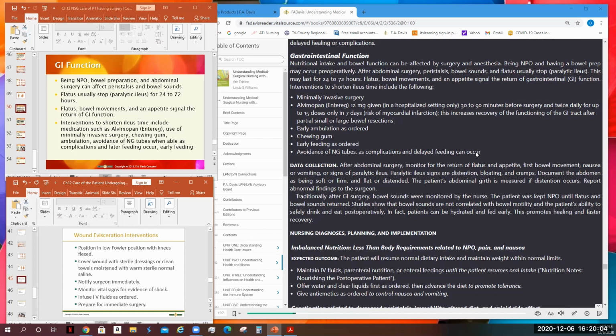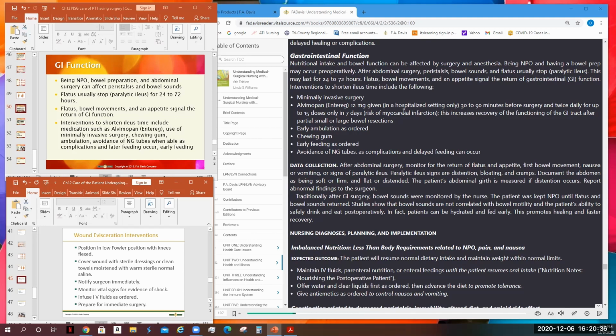Interventions to shorten ileus time include the following: minimally invasive surgery, alvimopan or Entereg, 12 milligrams given in a hospitalized setting only 30 to 90 minutes before surgery and twice daily for up to 15 doses only in 7 days. Risk of myocardial infarction.